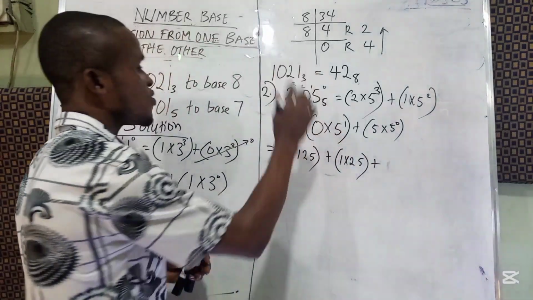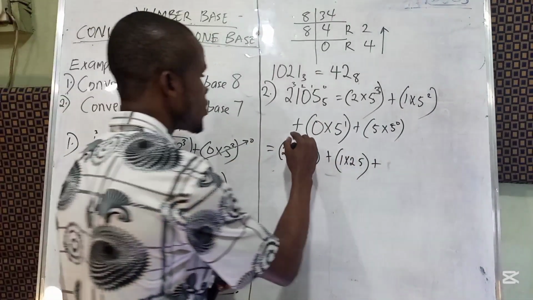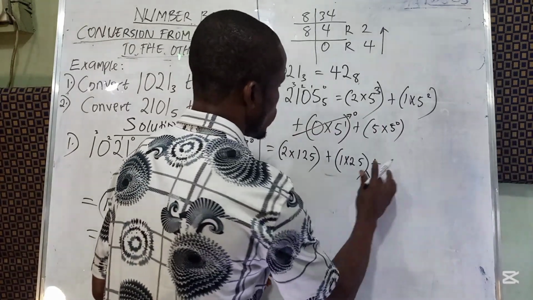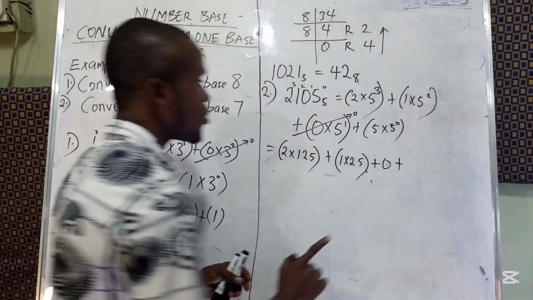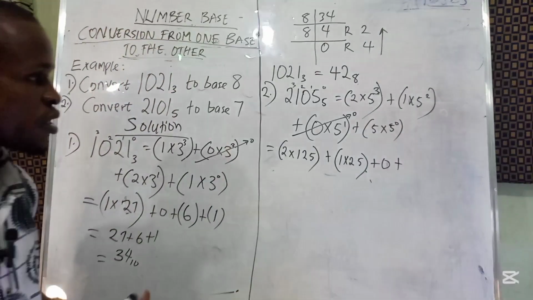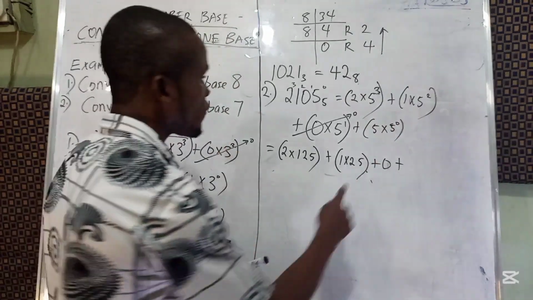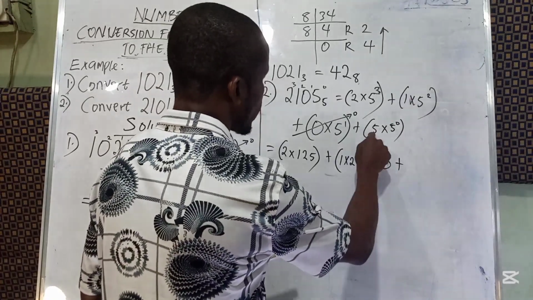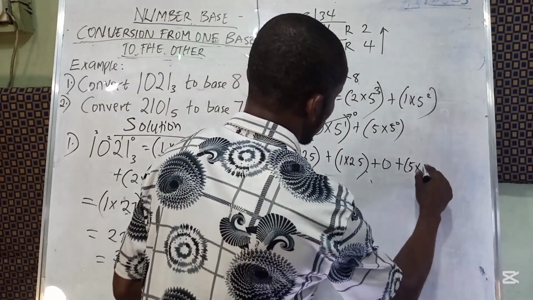Plus, this is 0 times any number, and any number times 0 is 0. So this automatically is equated to 0. So this becomes 0. Plus, remember from our knowledge of indices, that when you have a number raised to the power of 0, it gives us 1. So 5 to the power of 0 is 1. 1 times 5 is 5, all right? So that's 5 times 1, okay?